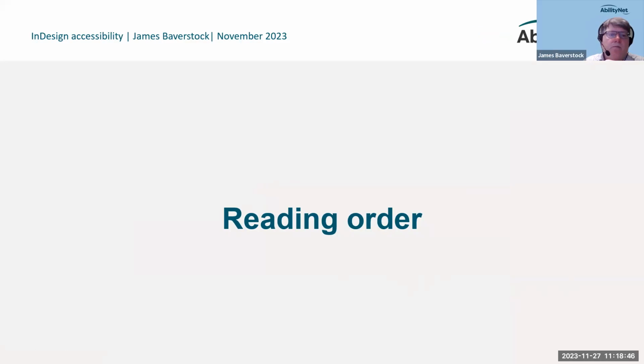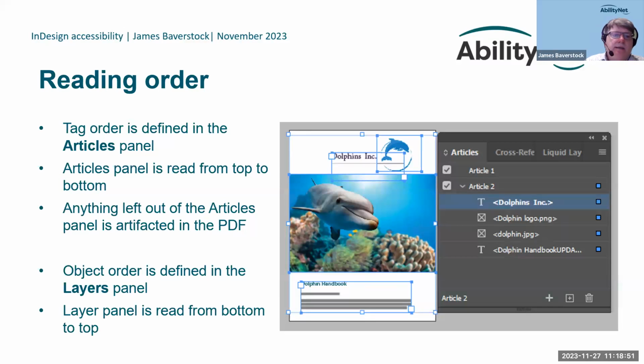So thinking about reading order within PDF, reading order is slightly complicated in that there are two reading orders that matter in a PDF. Probably the most important one is the tag order. This is the order that's used by screen readers such as NVDA and JAWS. And this is defined in your InDesign document. You can define this in the articles panel.